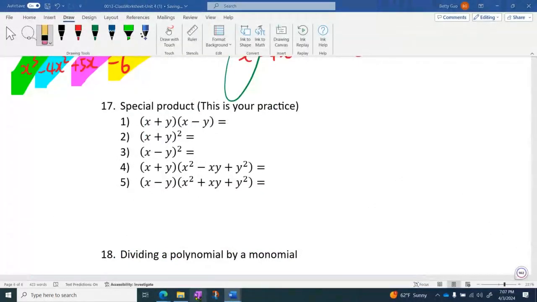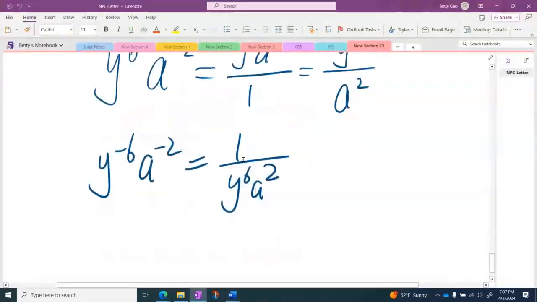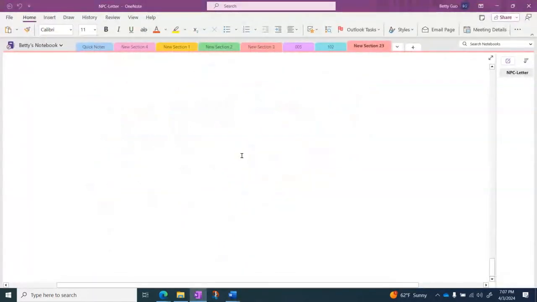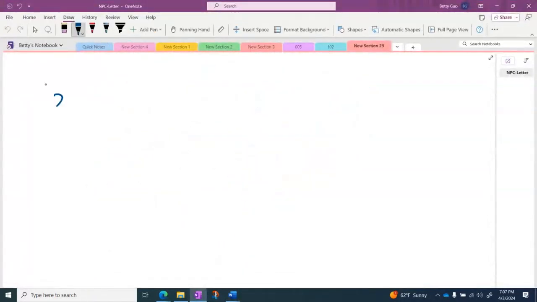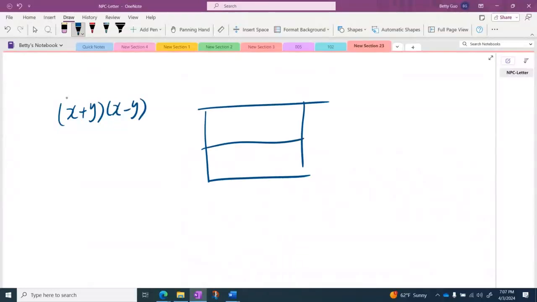I'm going to use my OneNote. I have more space. The first question, x squared... x plus y times x minus y. So make a box, a 2 by 2 box, x plus y, x minus y. So I have x times x, x squared, x times negative y, negative xy.